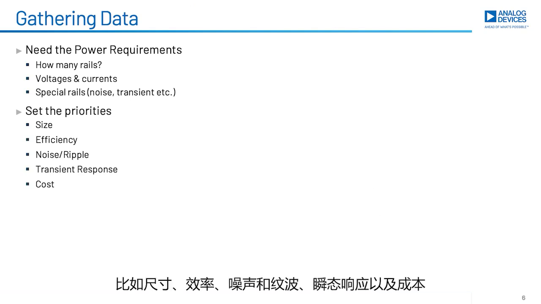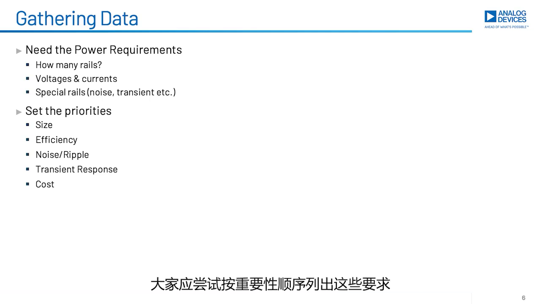So size, efficiency, noise and ripple, transient response, and cost. You really want to try to list these in order of importance so that you know what's the most important aspect and what's next and next, and what's down at the bottom that isn't as important.